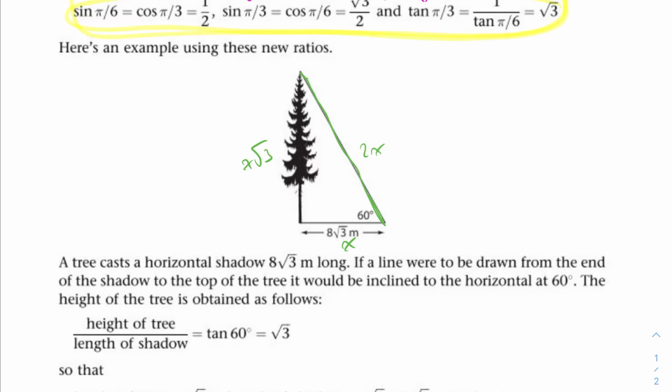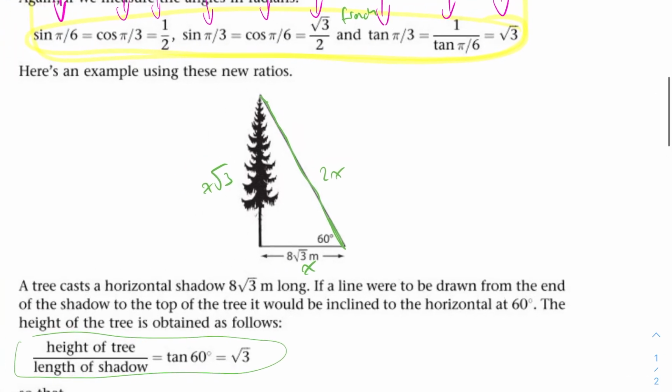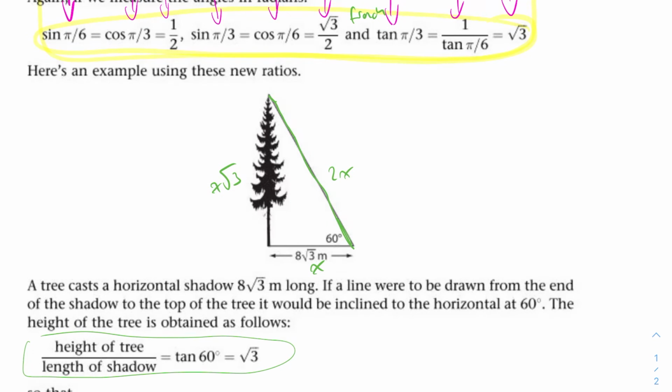Height of the tree divided by length of the shadow equals tan 60 equals square root of 3. Okay. Alright, so let me just read this. If you understand this, then this is pretty much the end of the video. But let me go through it anyways, because I know the first time I read this, I didn't get it. So what they're asking us to do is find the height of the tree, basically. What they're telling us, the height of the tree is obtained as follows.